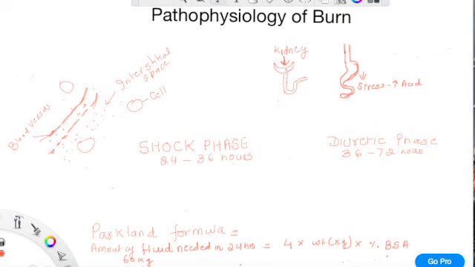So what's going to happen after this? The plasma is going to leak from here. The plasma, not the blood cells. Only the plasma part is going to leak, because the blood vessels become more permeable to the plasma. Then this plasma comes out and stays in the interstitial space. The first 24 to 36 hours we call the shock phase, because now the person is going into a kind of dehydration.